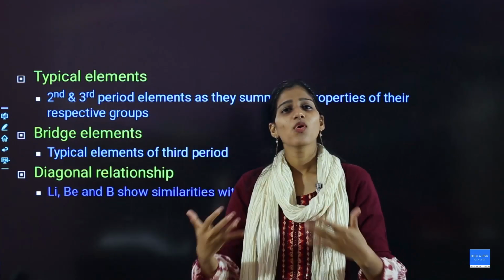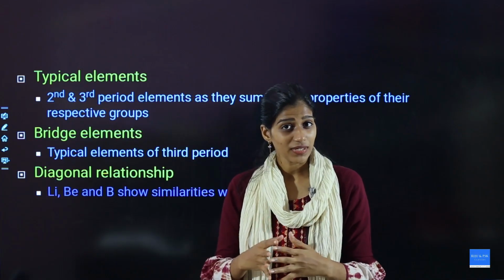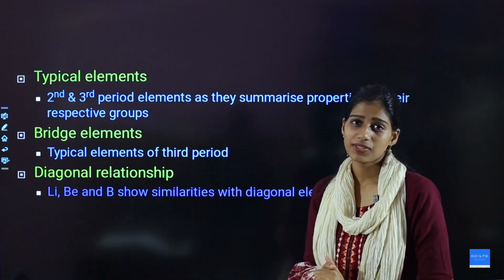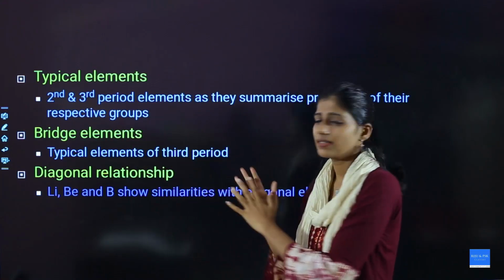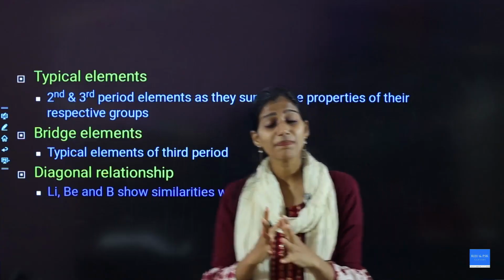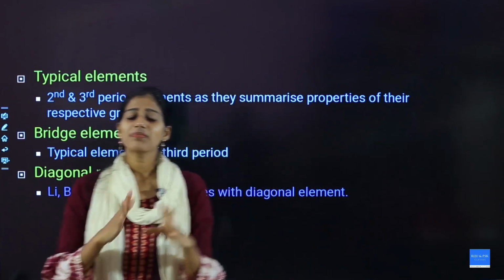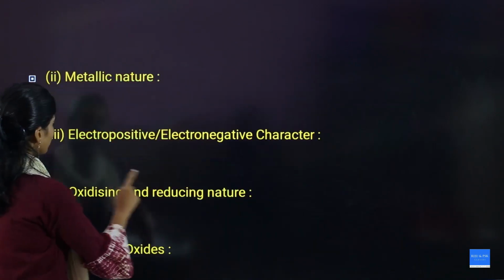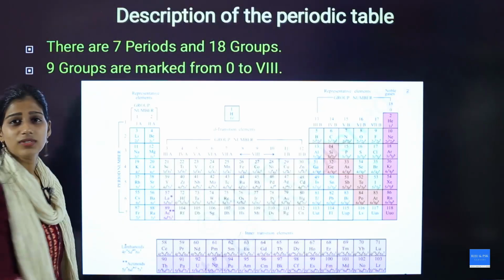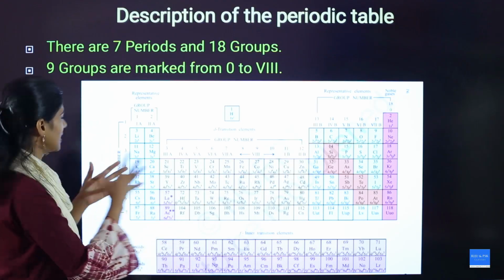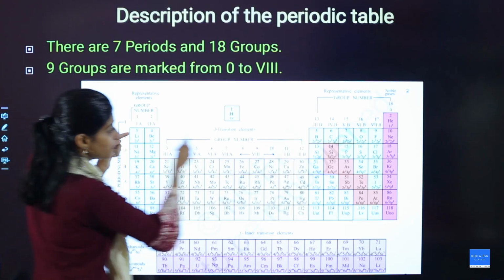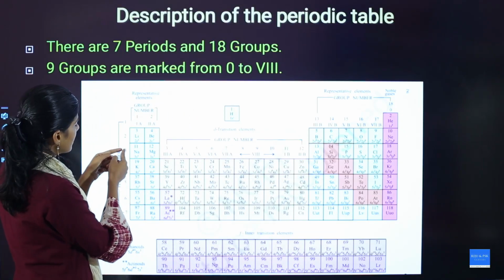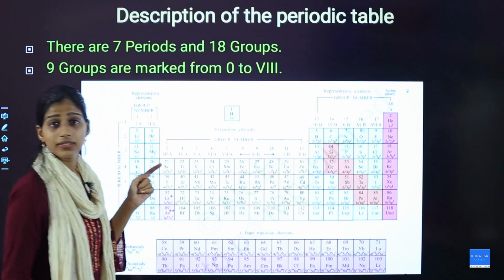So, let us see some more characteristics about the periodic table. Okay. So, I have written typical elements. Generally, the second and third period elements are known as typical elements because they summarize the properties of a periodic table. For example, when you consider this periodic table, so again back to the periodic table. You consider here, and this is your second period, right? Lithium to neon, you have second period, and sodium to argon is your third period.